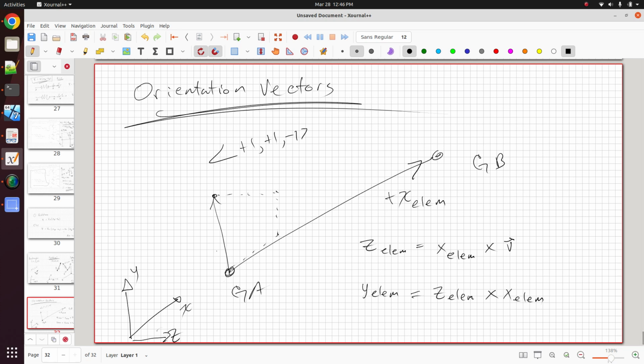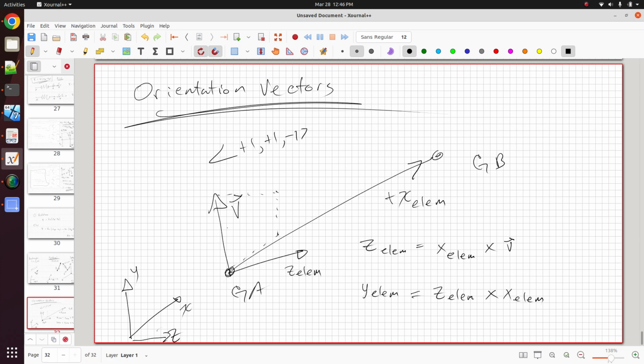And let me look at this. Or actually, should I use that? Yeah, that's going to work. So this is my orientation vector. So you do the cross products, you get a normal. This is going to be your z element axis.